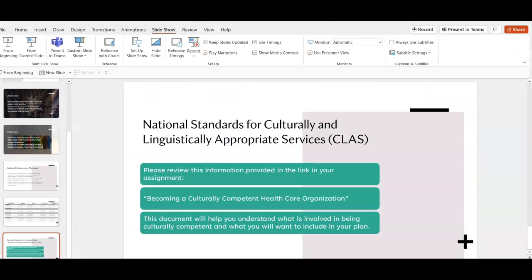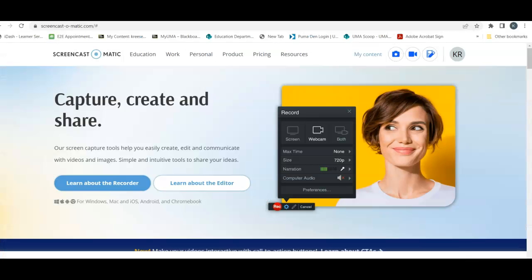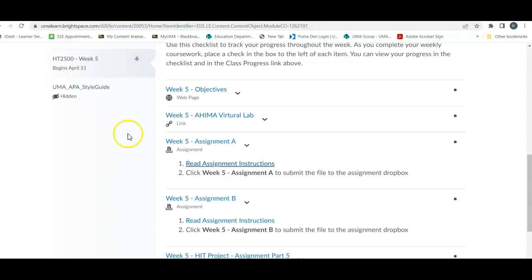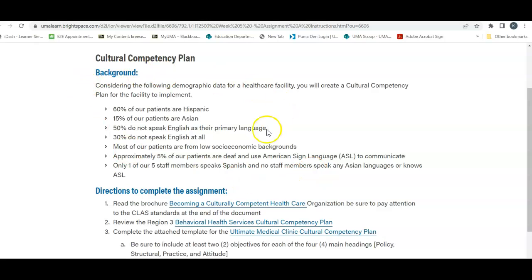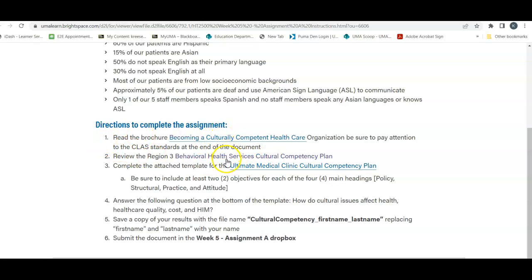So let me go into your assignment, and we're going to show those documents. Make sure you read everything about the background of your healthcare facility. That's going to lead you in terms of what you need to focus on. And then these are the hyperlinks to the things that you'll need to review. So what I was just talking about, becoming a culturally competent healthcare organization, be sure to pay attention to the CLAS standards. That's what I was referring to just a minute ago.